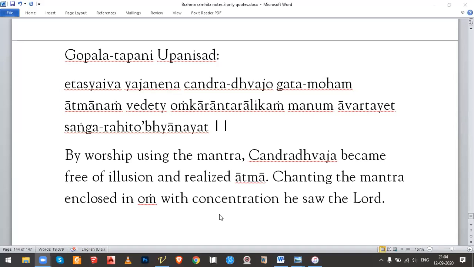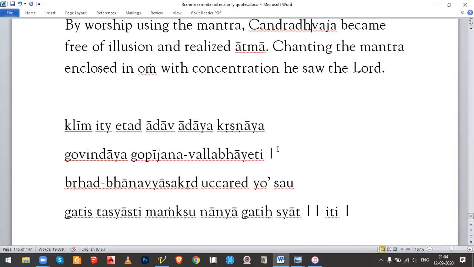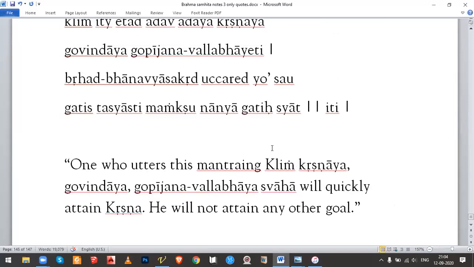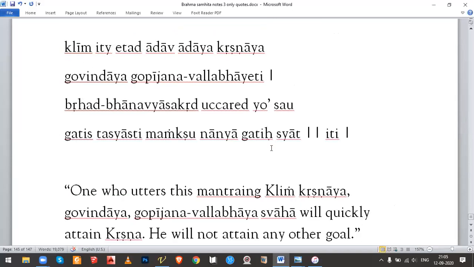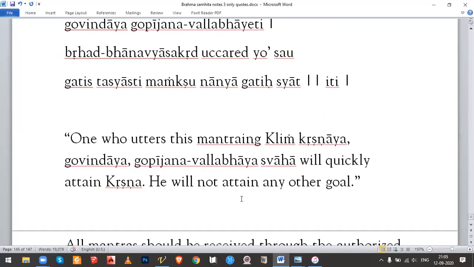By worship, using the mantra, Chandradvaj became free of illusion and realized Atma. Chanting the mantra, enclosed in Om with concentration, he saw the Lord. So this is the example of Chandradvaj we were discussing, confirmed with Shastra. And here the explanation is given of who chants this mantra. One who utters this mantra Klim Krishna Govinda Gopijana Vallabhaya Swaha will quickly attain Krishna. He will not attain any other goal. So this is again confirming Shastra that this mantra reveals the Supreme Lord.